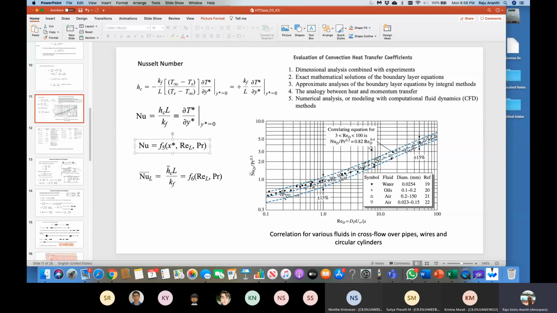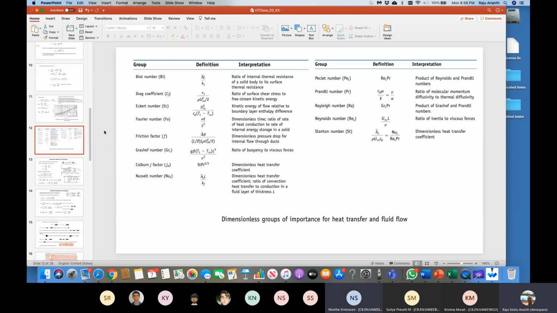So that's where it's going to be used. But we will arrive at that theoretically. For small Reynolds number, we could arrive at this without any problem, but we will do that later on. Okay. So I just talked about the non-dimensional numbers. There are a number of non-dimensional numbers.